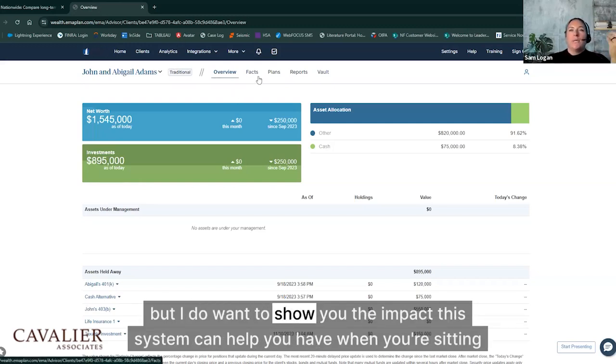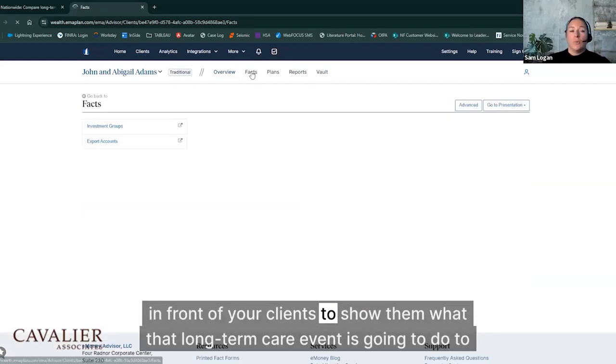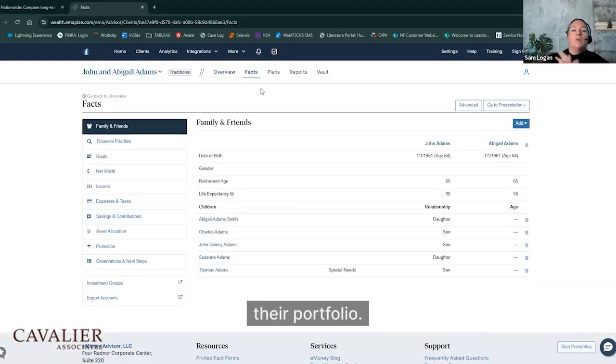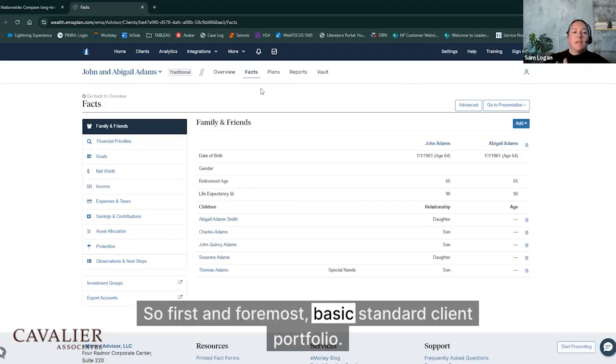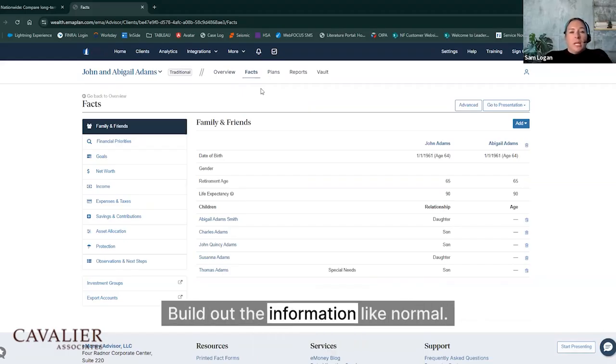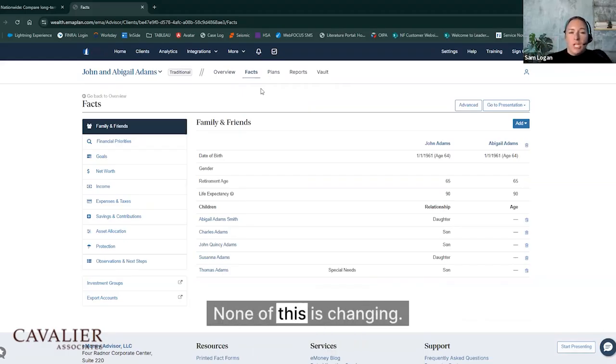But I do want to show you the impact this system can help you have when you're sitting in front of your clients, to show them what that long-term care event is going to do to their portfolio. So first and foremost, basic standard client portfolio. I'm not asking you to reinvent the wheel on this section. Build out the information like normal. None of this is changing.